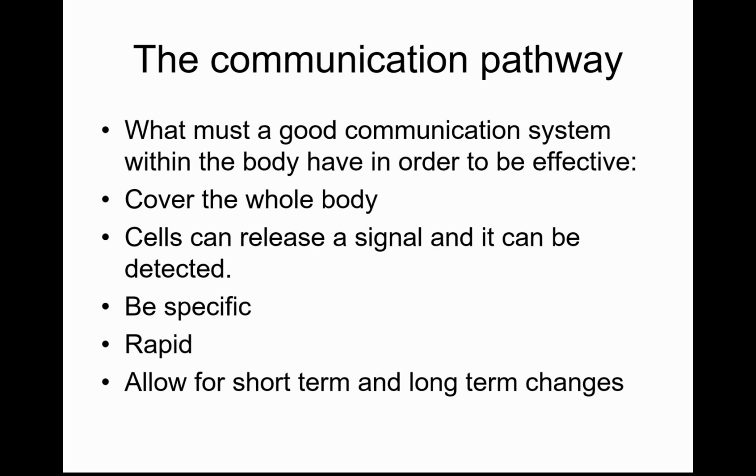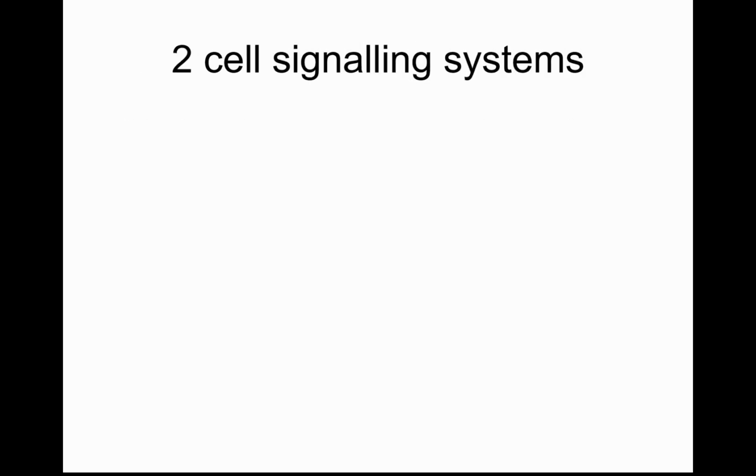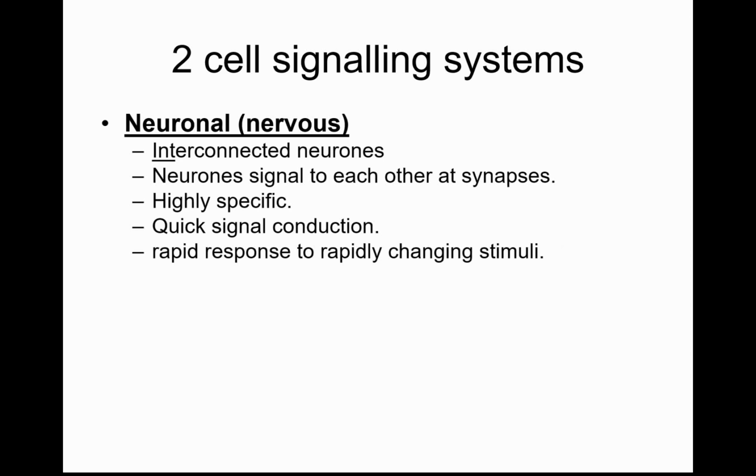Okay, so in order to do this, evolution has brought us two systems that are actually more similar than you might think. But they have evolved separately from each other, or differently from each other. So you've got a neuronal system, so nervous system, where you've got your interconnected neurons.